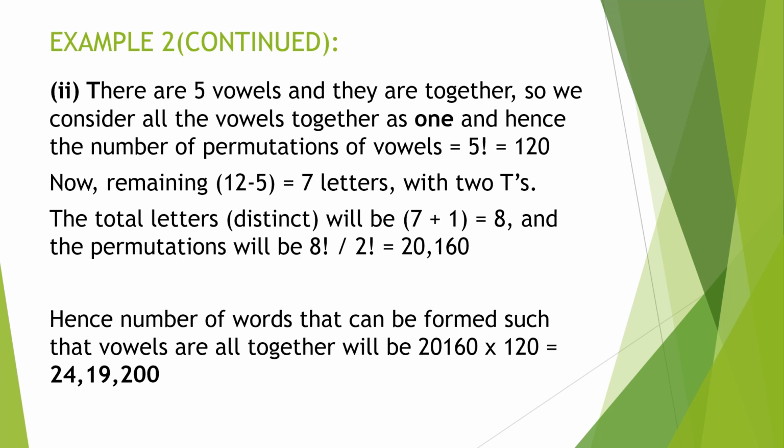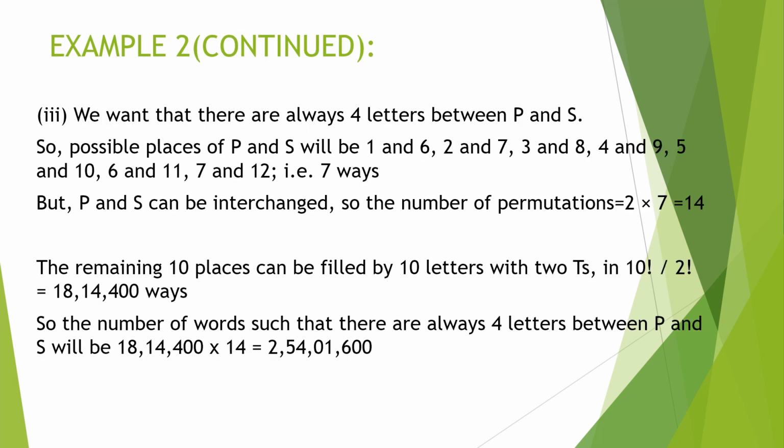So now when we combine both of these, the number of words that can be formed such that vowels are all together will be how much? 20160 into the internal permutations of the vowels, which was 120. So 20160 into 120, which is 2419200.